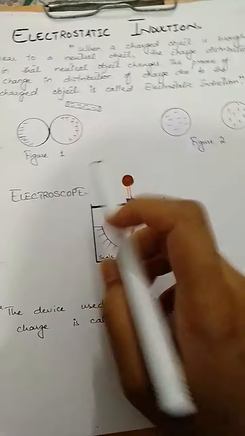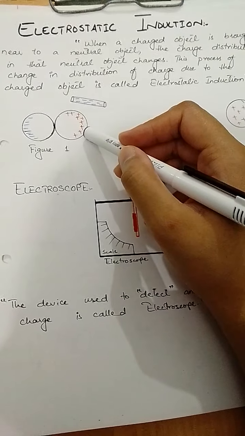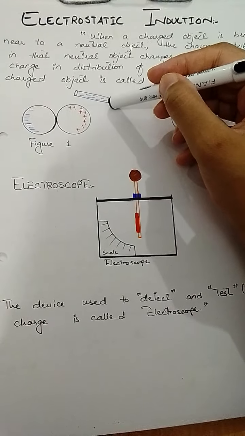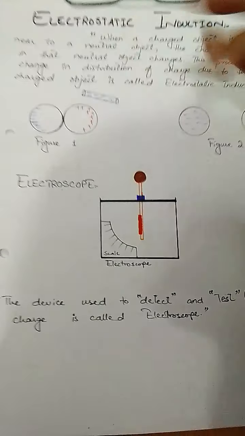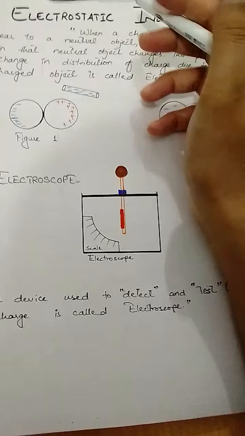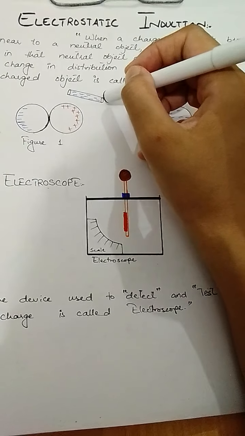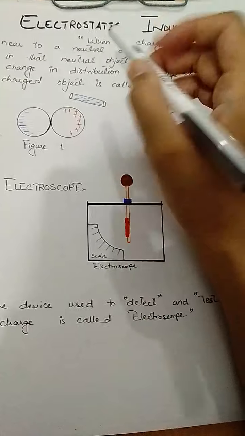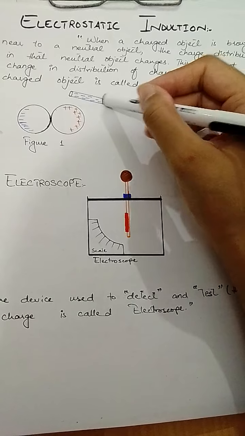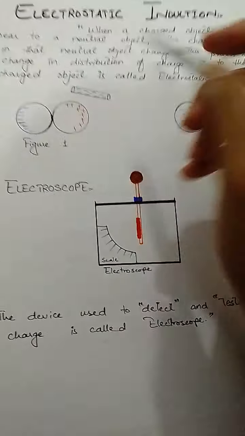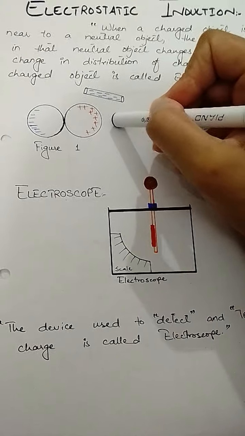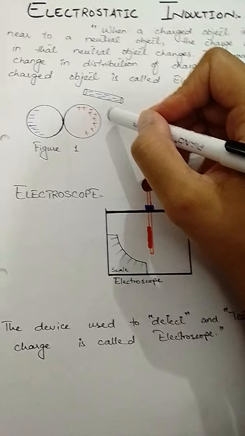Right now I'm going to consider two metallic balls, and I'm going to bring a rod closer to them. In your book they've mentioned a piece of a rubber strip or something like that. I've taken a rubber rod. I have rubbed the rubber rod with a silk cloth so that the negative charge could reside on the rubber rod.